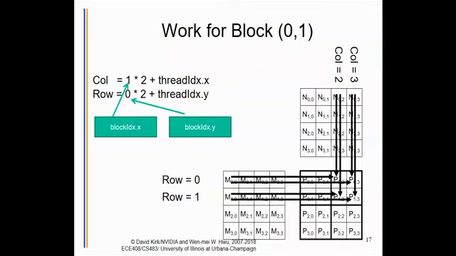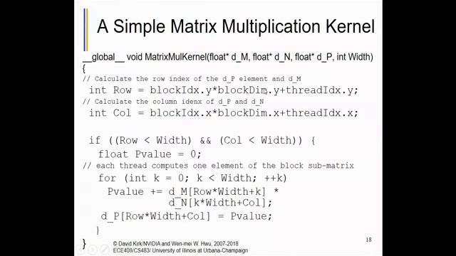So for thread block 1, because the blockIdx.x value is 1, now everything is added by 2 for the column, but the row is still 0 because for block 0,1 the y part is still 0. So the thread block is going to be processing the upper right corner of the P matrix, right? So that's the assignment of thread blocks and threads to the P elements.